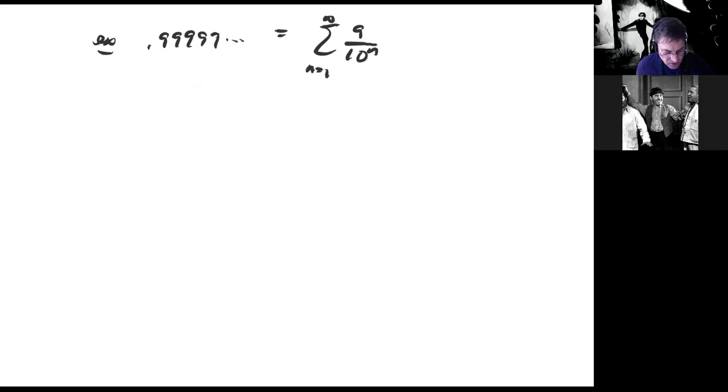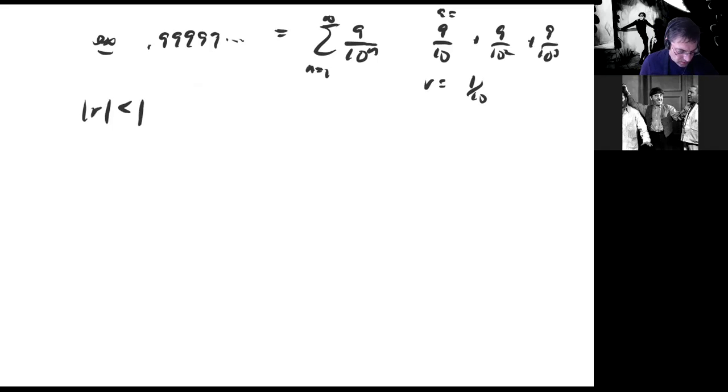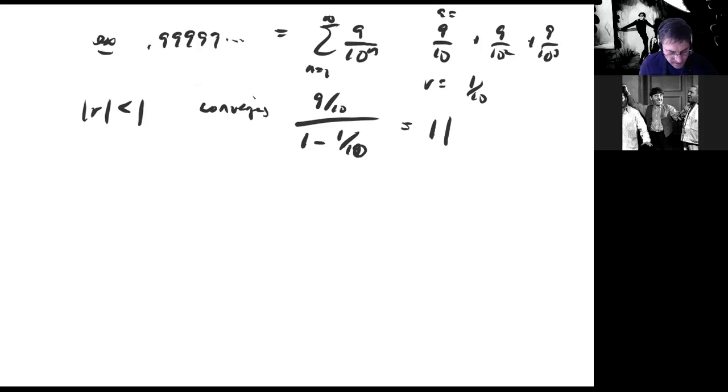This is geometric. The first term is 9/10. That's our a. And then you have 9 over 10 squared plus 9 over 10 cubed. So r is 1/10. Therefore, the absolute value of r is less than 1, so it converges. And what does it converge to? It converges to a, which is 9/10, over 1 minus r, which is 1 minus 1/10, or in other words, 9/10 over 9/10. So we get 1, as expected. Okay, so that's our first example.